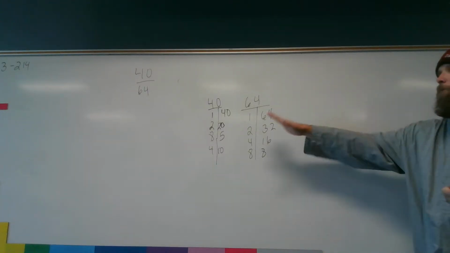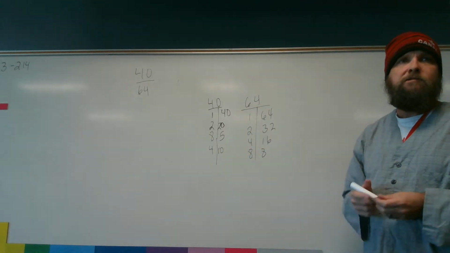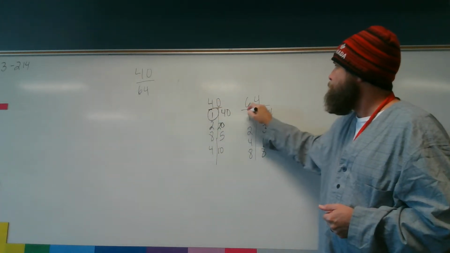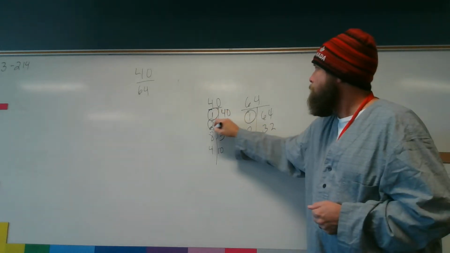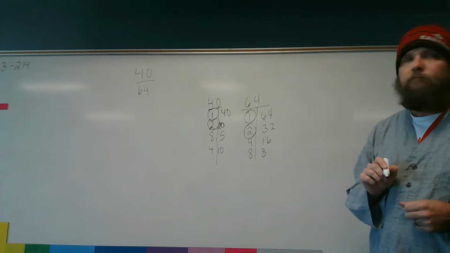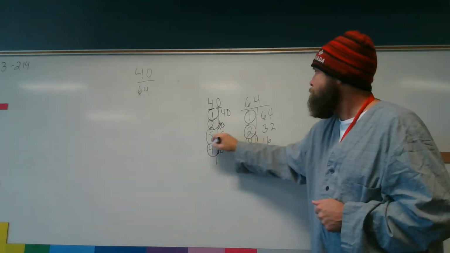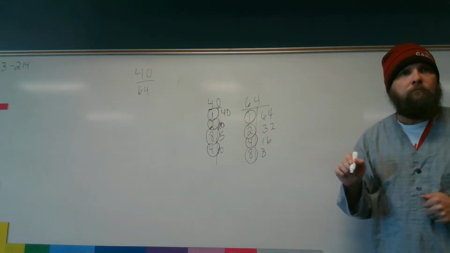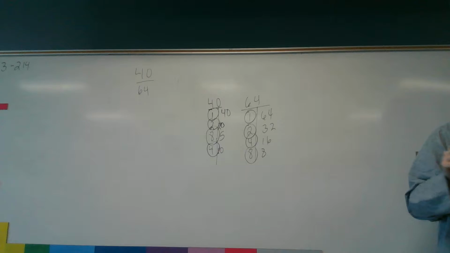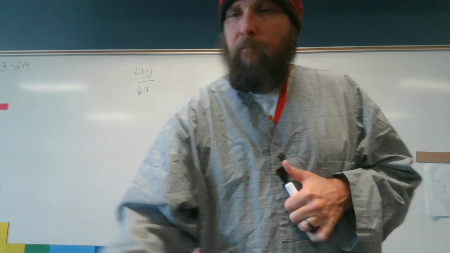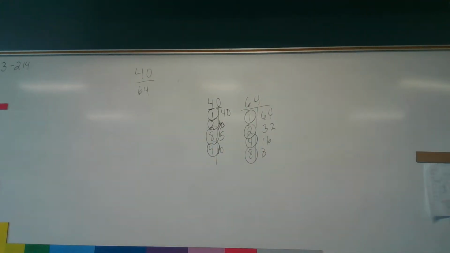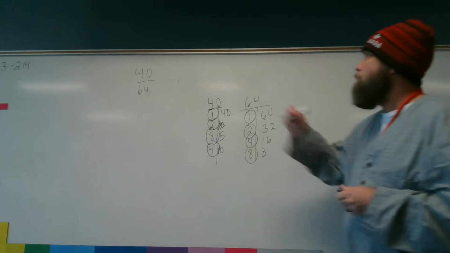Stephanie, what do they have in common? What shows up in both of these? 1 and 1, good. 2 and 2, good. 4 and 4, good. 8 and 8, good. And that's it, right? So all my common factors: they have a 1 in common, a 2 in common, a 4 in common, and an 8 in common. Reagan, what is my greatest common factor? 8.